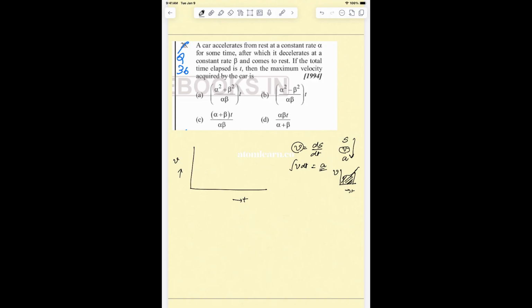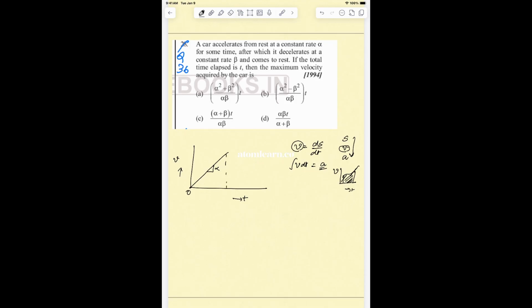The car accelerates. Therefore, on the velocity-time graph the slope is increasing, accelerates from rest. From rest means velocity equal to 0. It starts with 0, and then constant acceleration alpha. That means it will be a straight line because of constant acceleration alpha. Therefore, the slope is equal to alpha, a constant acceleration alpha for some time, from 0 up to this particular time.